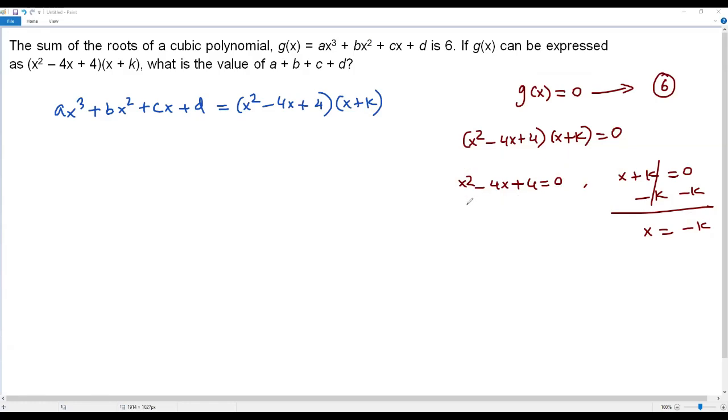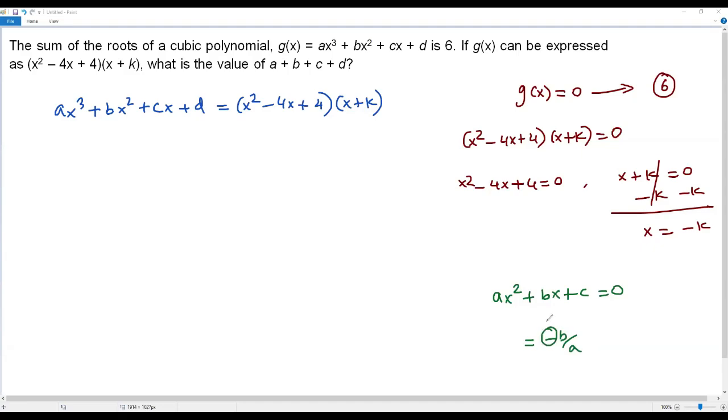But I don't have to solve this quadratic equation. Better, I can get the sum of the 2 roots of this quadratic equation. So that will be easier. To get the sum of the 2 roots of this quadratic equation, let me consider a quadratic equation in standard form, that is ax squared plus bx plus c equals 0. Without solving the quadratic equation, if I want to get the sum of the 2 solutions, there is a formula, that is negative b over a.